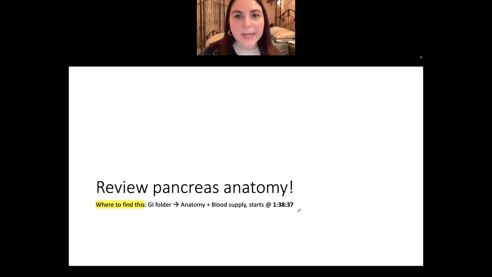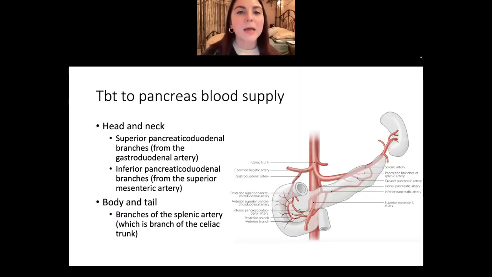We went into a little more detail with the exocrine pancreas in GI, because remember, exocrine pancreas is your acinar cells, secreting the digestive enzymes and so on. This is your endocrine pancreas.